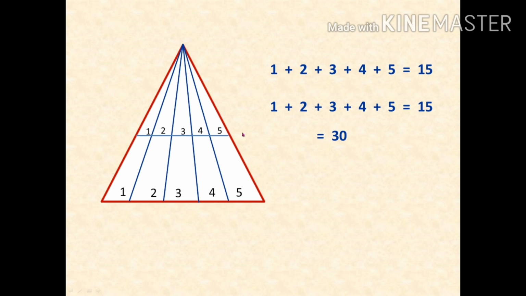Since we are having the same number of triangles in each base, we can solve this by 15 into 2 also. So we will get the same answer, 30 only. So the number of triangles in this image is 30.